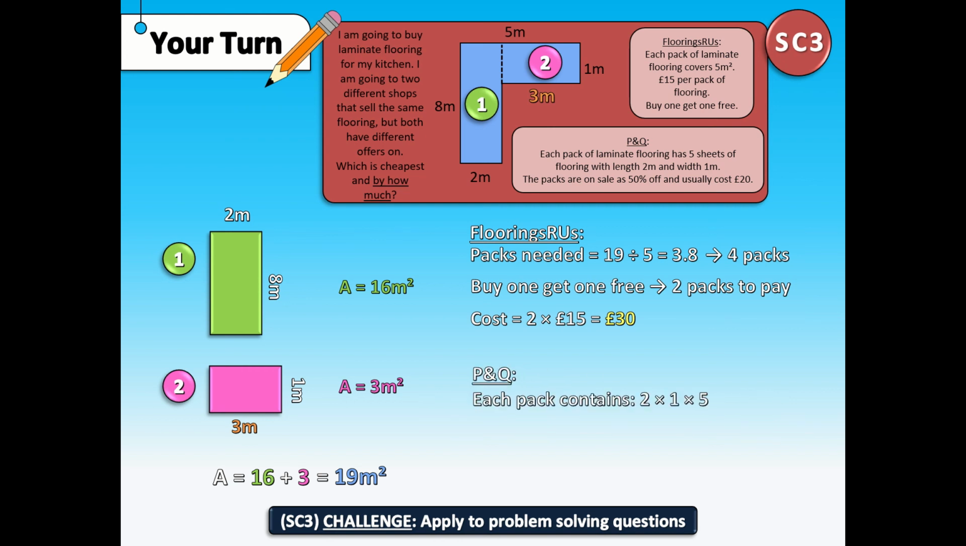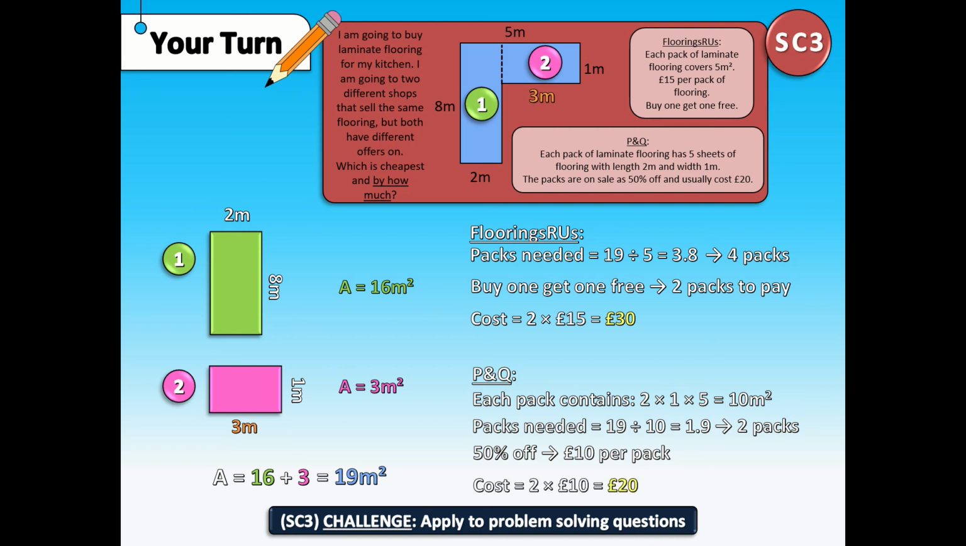At P&Q, each pack has enough for 10 square meters. So we need to buy 1.9 packs, which we round up to 2 packs. We get 50% off. It's £10 per pack. So that will cost £20. So P&Q are cheaper by £10.